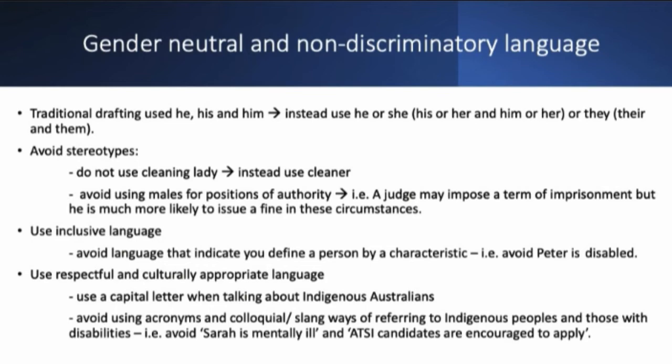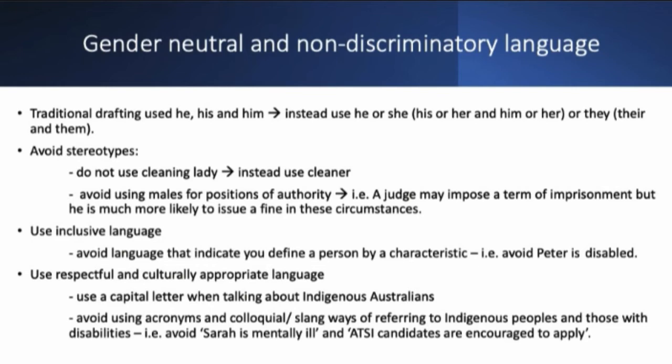In such circumstances, you need to either use he or she, and of course the equivalents of his or her and him or her, depending on the context. Or alternatively, use they, and of course their and them. They is now the preferred way because it's more inclusive.